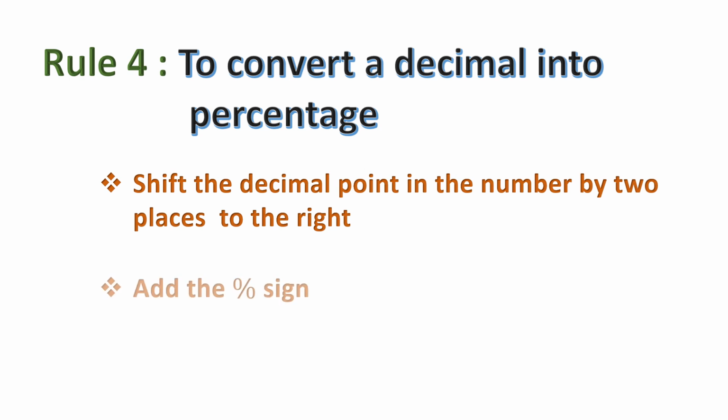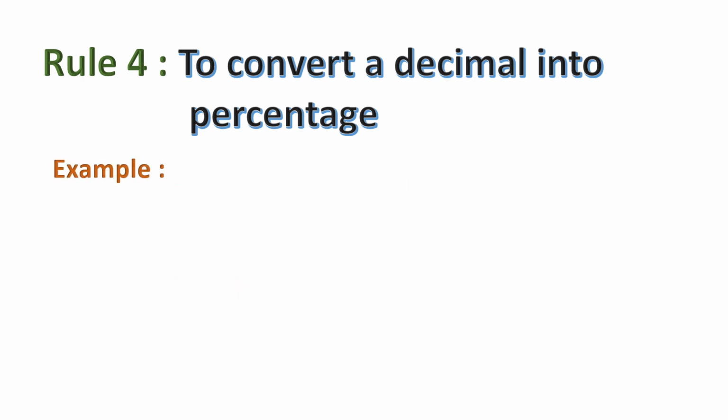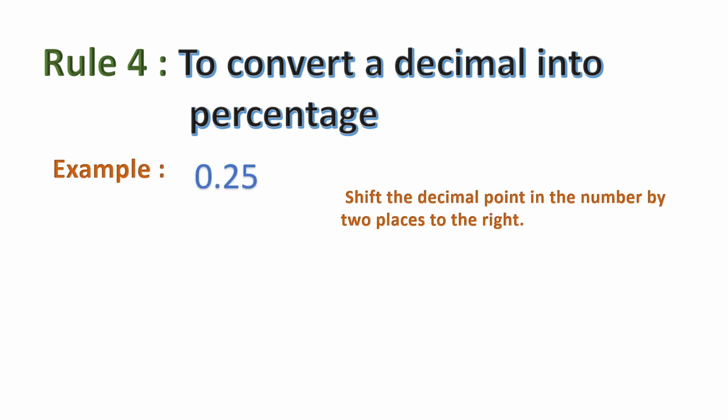This is the first step. And then you have to add the percentage sign. Previously, we were shifting it to the left. Now we will be shifting it to the right. Example, you have a decimal 0.25. So what's the first step? Shift the decimal point in the number by 2 places to the right.